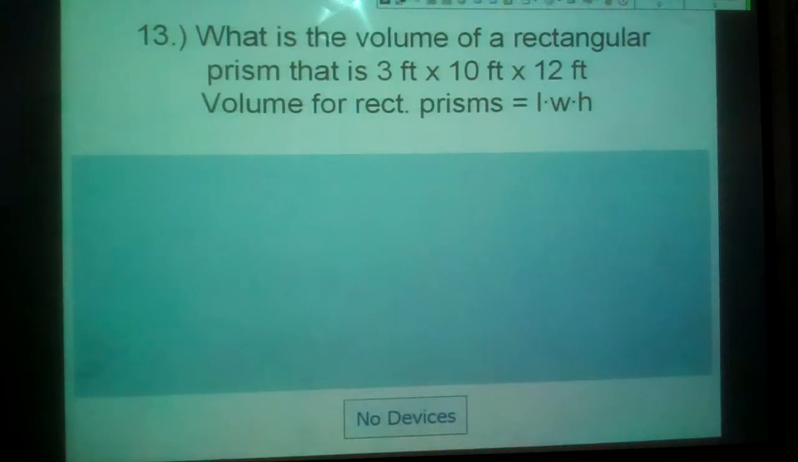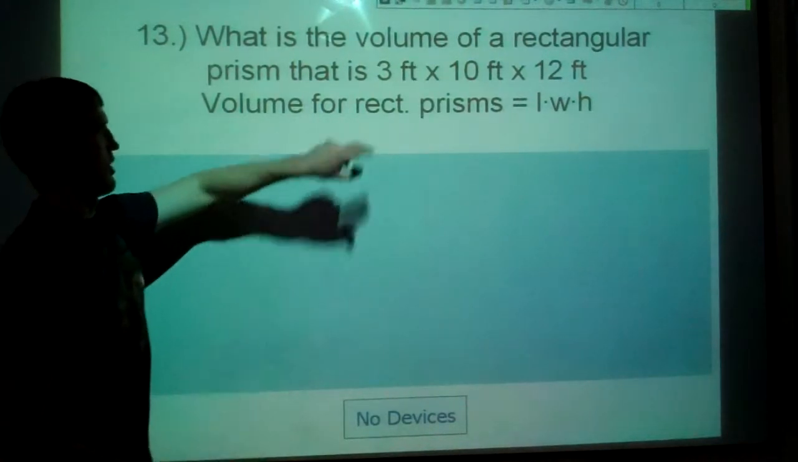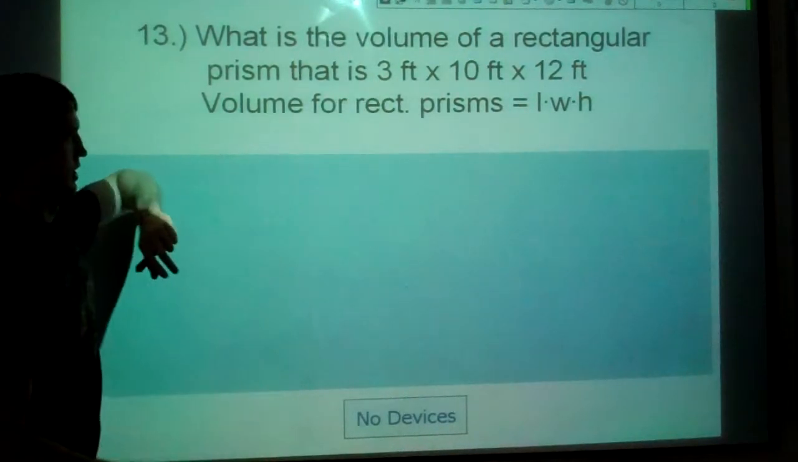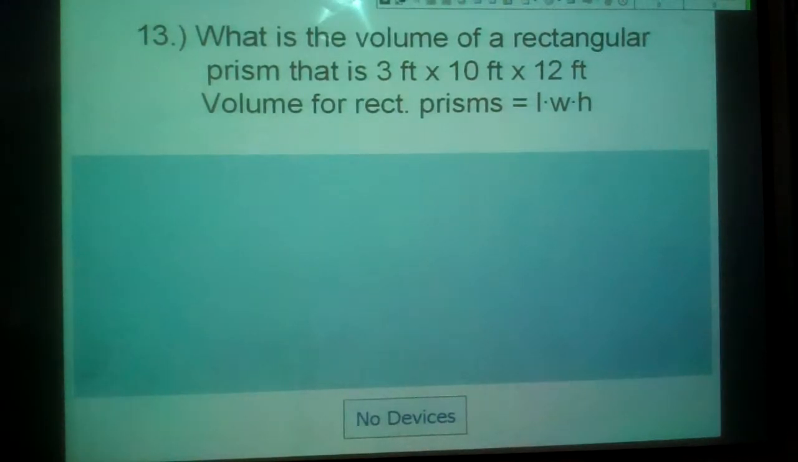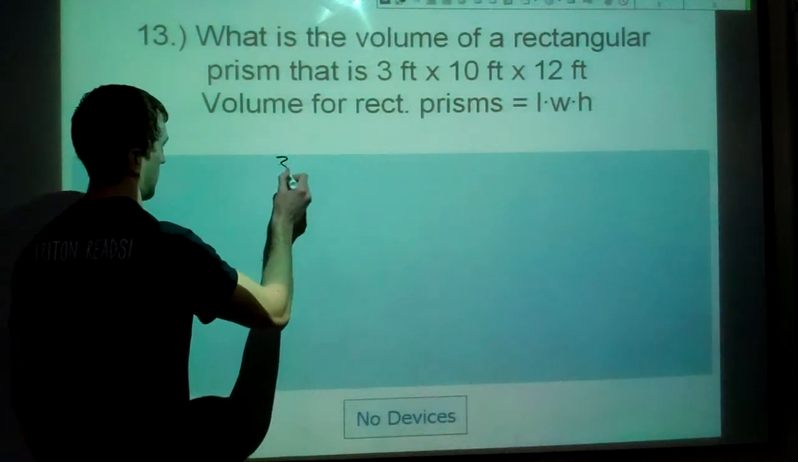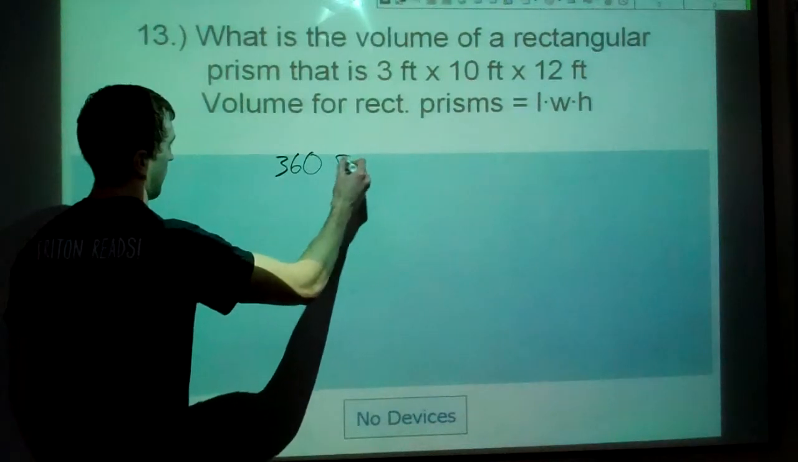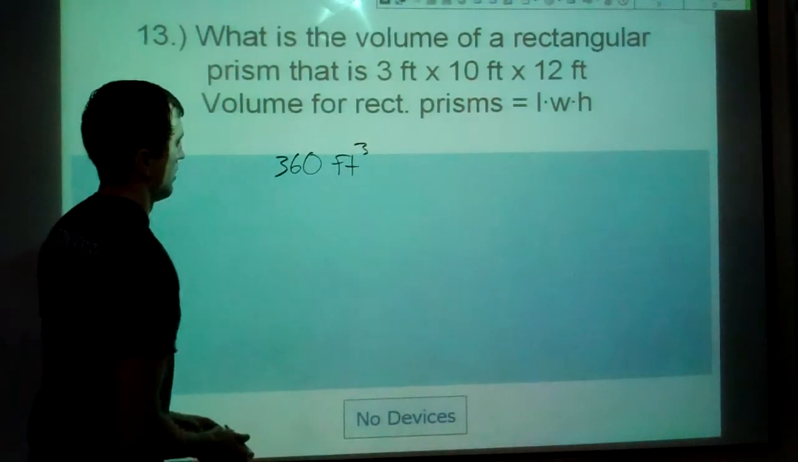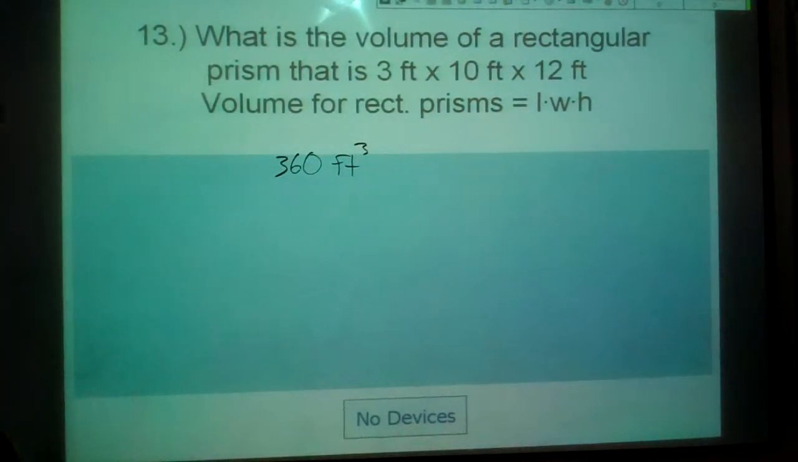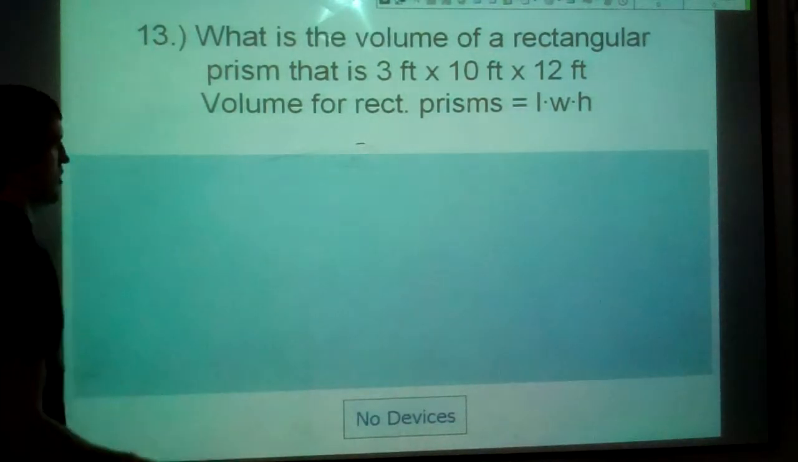So 10 times 12 is 120. 120 times 3 is 360. Alright? Doesn't matter which order you multiply in. So it would have been 360 cubic feet. So I will write the answer. Said we wouldn't solve it, but volume is in cubic feet or cubic units. Alright?